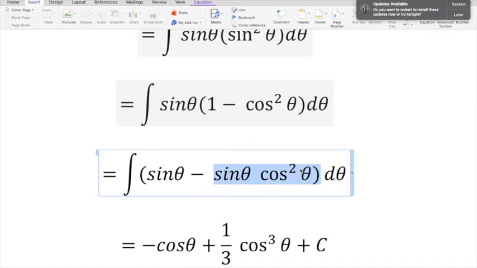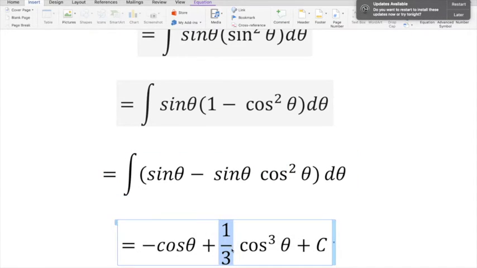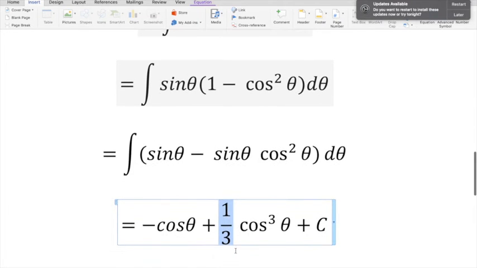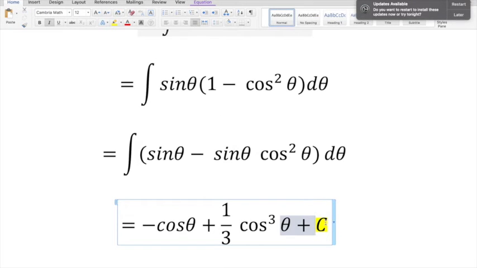In this way we can directly do the integral, because integrating sine theta gives minus cosine theta. We also have cosine theta squared and we also have minus sine theta, and we know the derivative of cosine theta is minus sine theta. So for integrating the latter part, the minus part, we have cosine theta cubed, but don't forget the constant, it's 1 over 3, plus c.